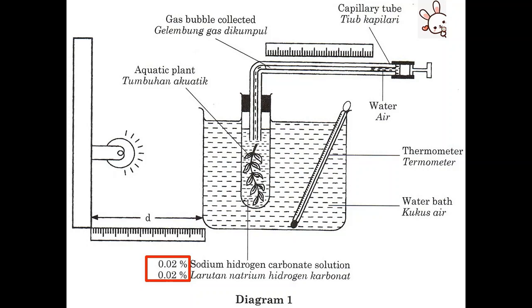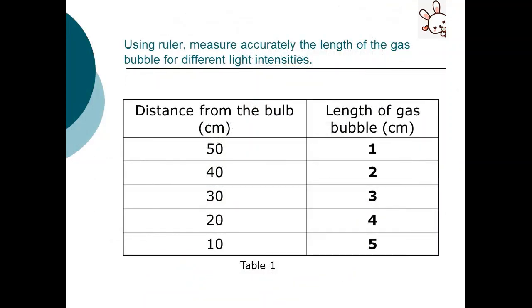Here is the data collected: distance from the bulb and the length of the gas bubble. So the distance from 50 cm decreased into 10 cm, whereas the length of the gas bubble from 1 cm increased to 5 cm.